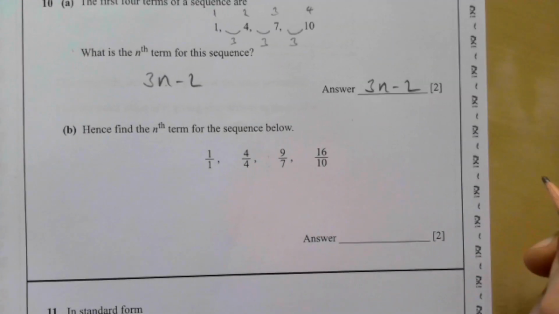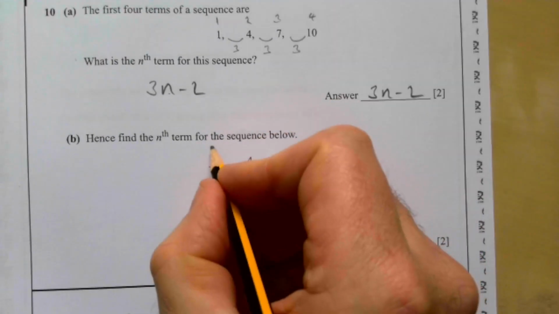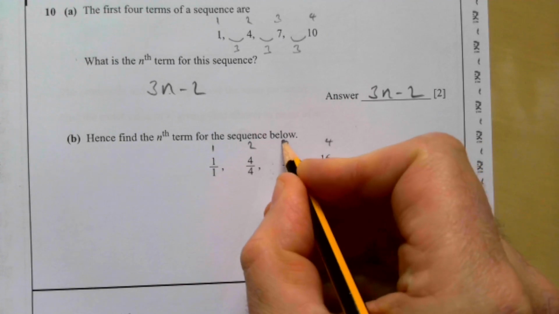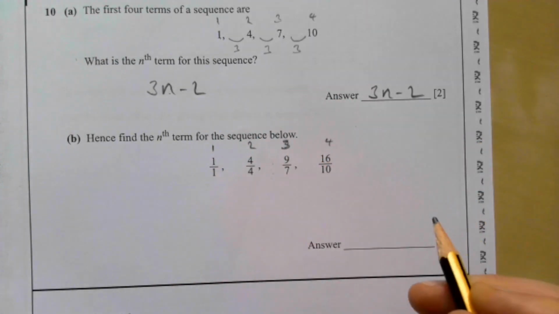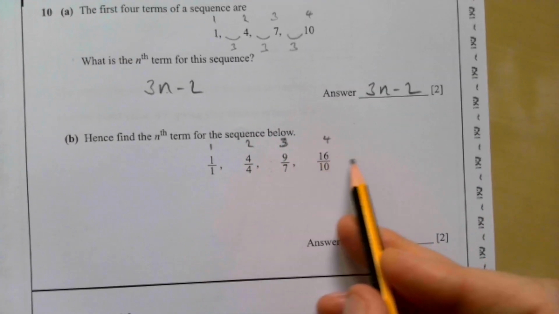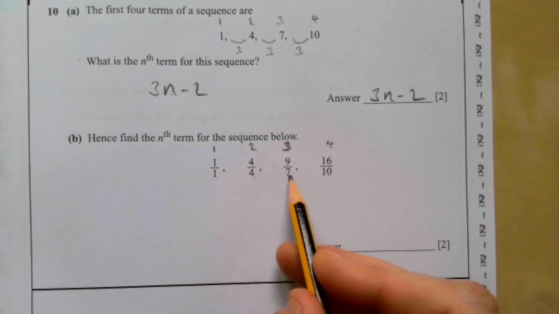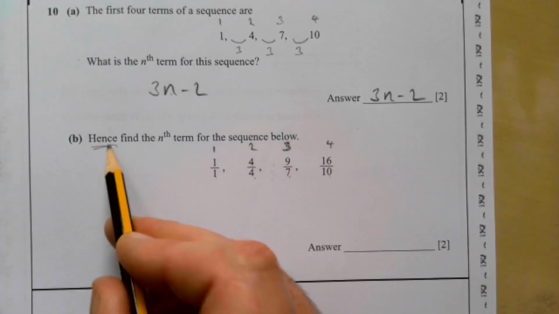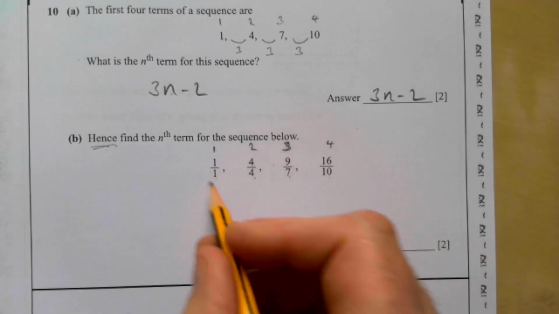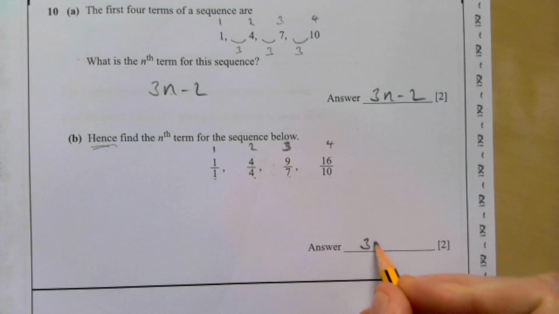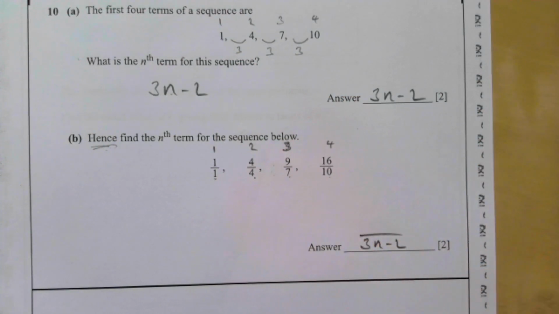Hence, find the nth term for the sequence below. Number them 1, 2, 3 and 4. The secret generally with these fractiony ones is to take the numerator, that's the number on the top, and the denominator separately. So look, 1, 4, 7, 10. That's why they've used the word hence there, because you can use what you've worked out. So the bottom bit is just my 1, 4, 7, 10. So the bottom bit of the fraction is going to be 3n minus 2.